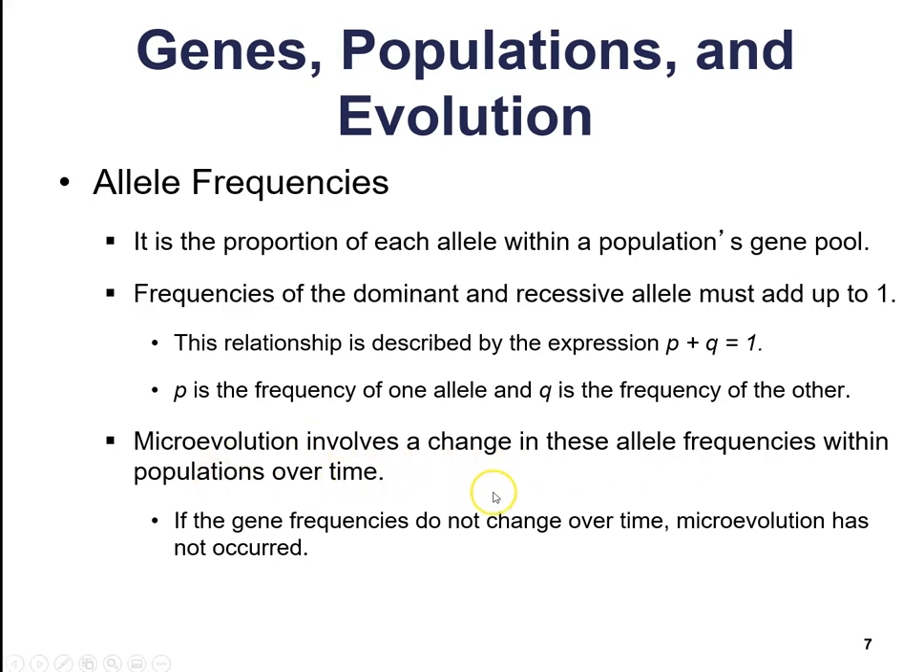All right, so if microevolution occurs, it involves a change in these allele frequencies within the populations, okay? So if those frequencies change, then that means evolution has occurred. And for the most part, there's usually evolution occurring within a population to some degree, okay? So it says if the gene frequencies do not change over time, then microevolution has not occurred. Again, for the most part, you do see these frequencies changing over time. And if a geneticist is studying the population, they're really trying to find out to what degree, right? And then understand what's happening.